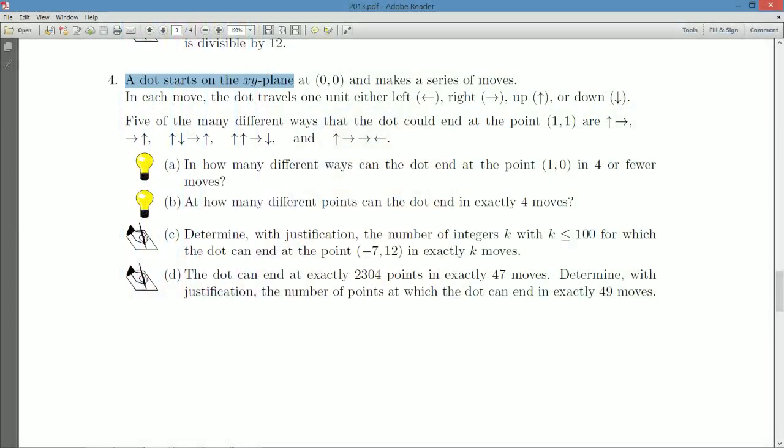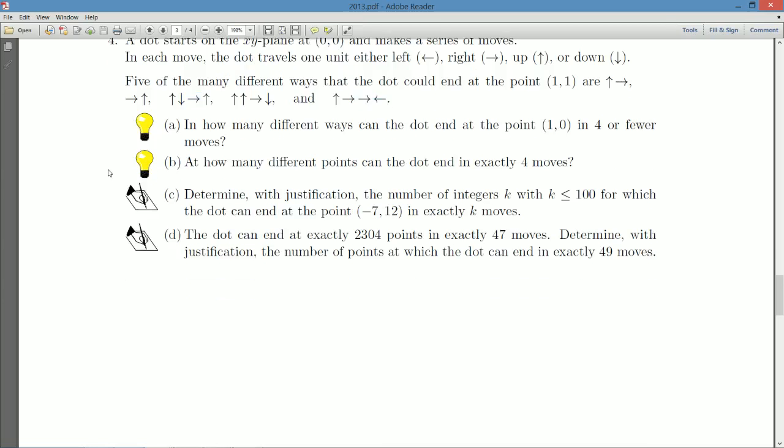A dot starts in the XY plane at 0, 0, and it makes a series of moves. In each move, the dot travels 1 unit either left, right, up, or down. 5 of the many different ways that the dot could end up at the point 1, 1 are: go up 1 and over 1 and up 1, down 1, so those cancel out and he's basically back to the starting point, then over 1, up 1, up 1, so it goes up 2, over 1, and then down 1, and that'll get him to 1, 1, and up, over, and then back. So these last 2 steps sort of cancel each other out.